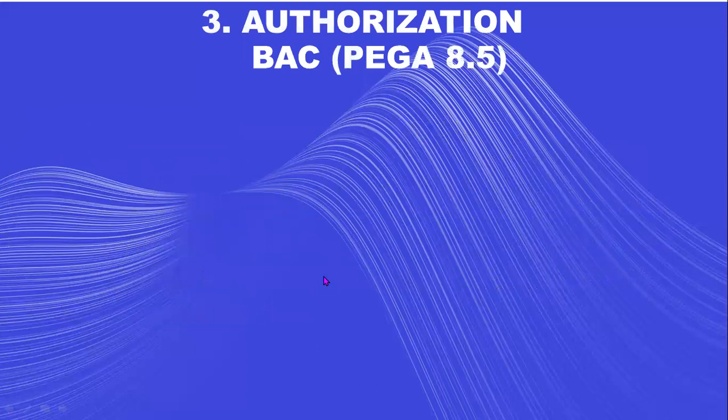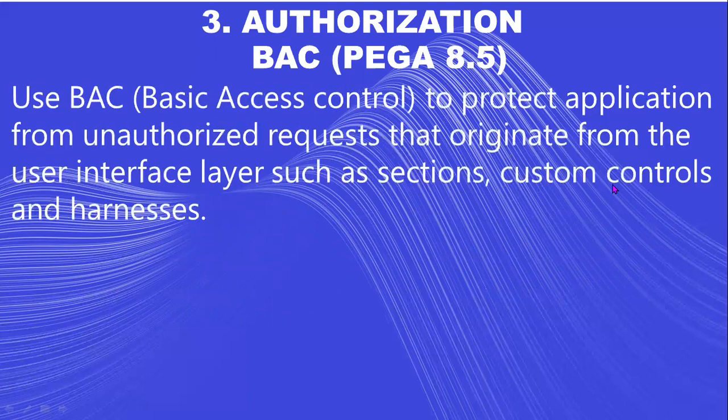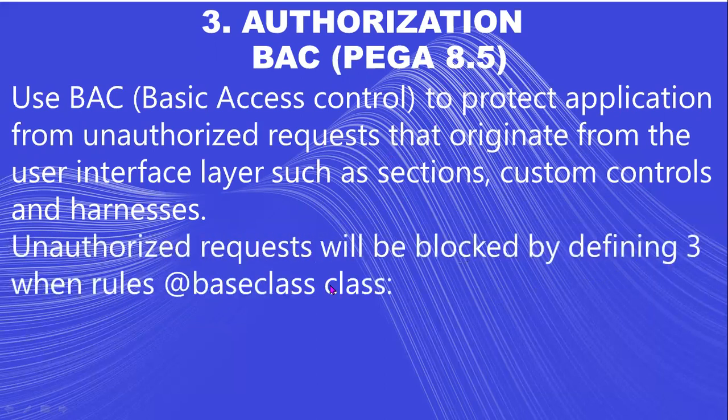And then the last one under the authorization is the BAC, the basic access control. Use basic access control to protect the application from unauthorized requests that originate from the user interface layer, such as the sections, custom controls, and harnesses. This BAC authorization was implemented from PEGA 8.5. So mainly these are the 4 ways of authorization.